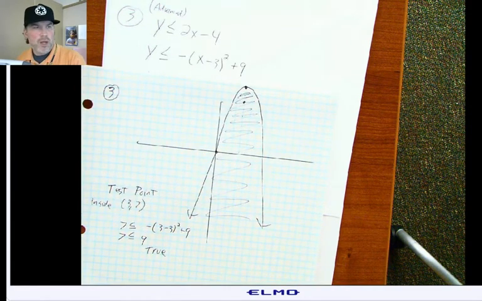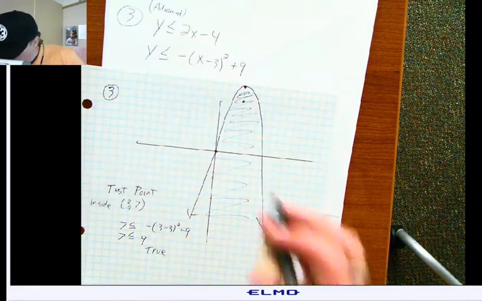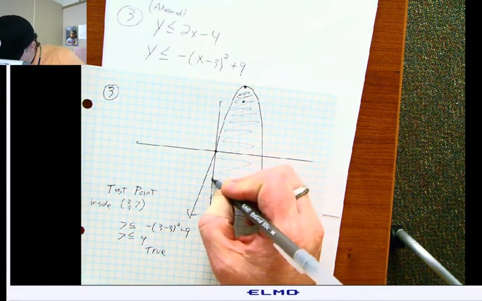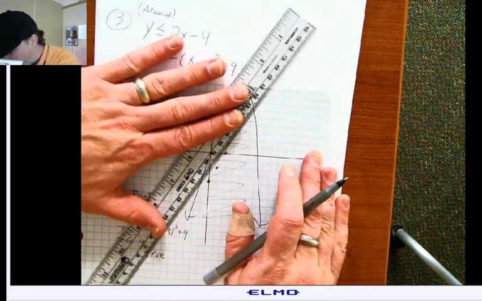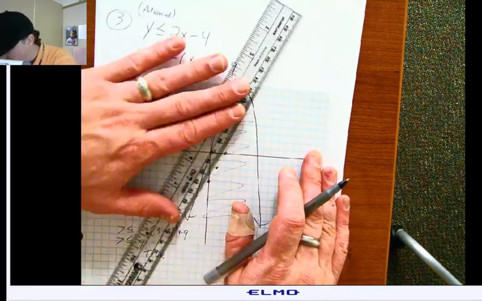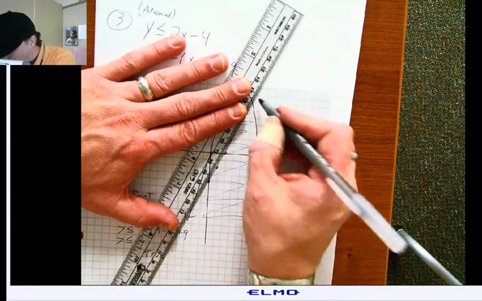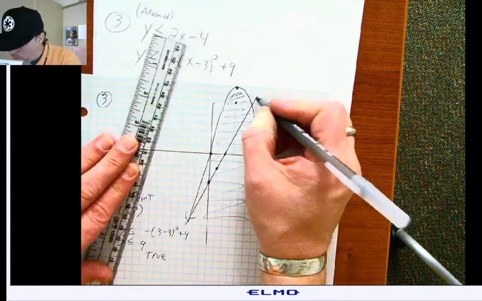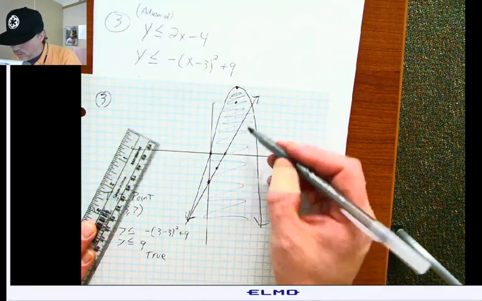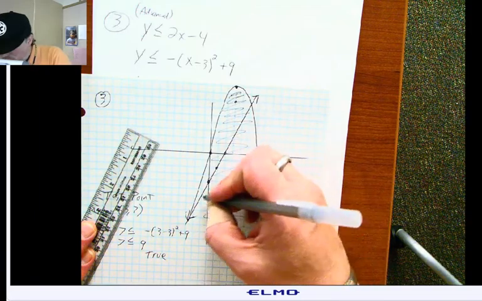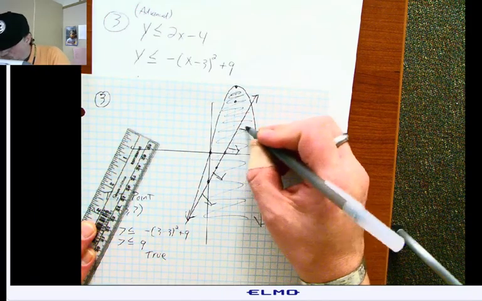All right. Next, y is less than or equal to 2x minus 4. So I have negative 4, up 2 over 1, up 2 over 1. Connect the dots with a solid line. And then it says y is less than that, so you'd shade below. So instead of shading, I'm going to draw those arrows that I mentioned earlier.